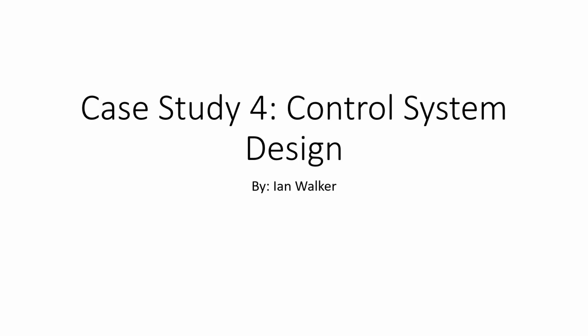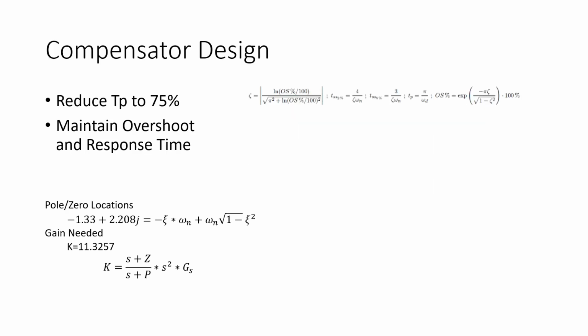Hello everyone, today we'll be talking about case study 4, which is the control systems design project. For this design project, we were challenged with reducing the peak time to 75% of the original while maintaining the overshoot and response time.